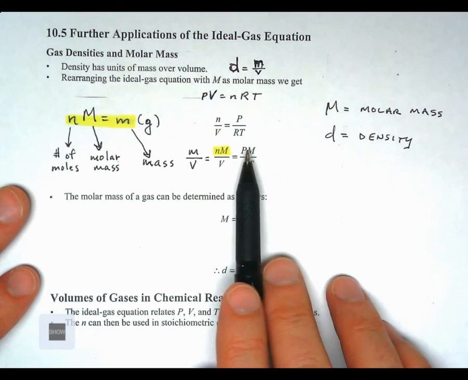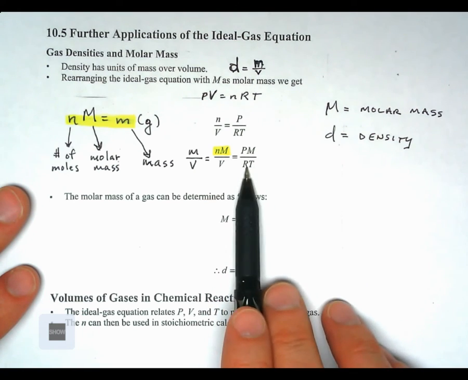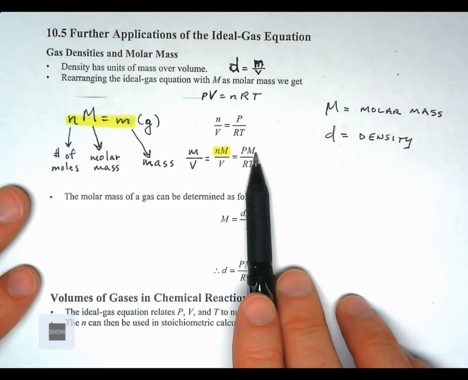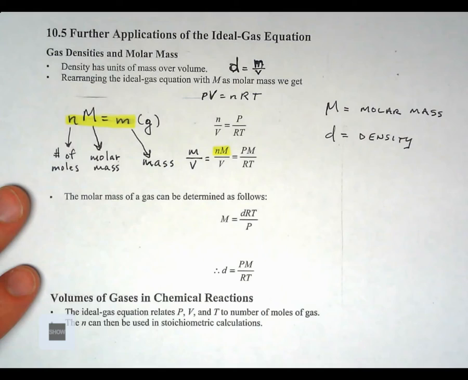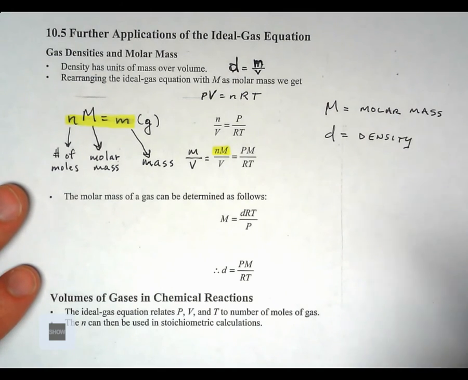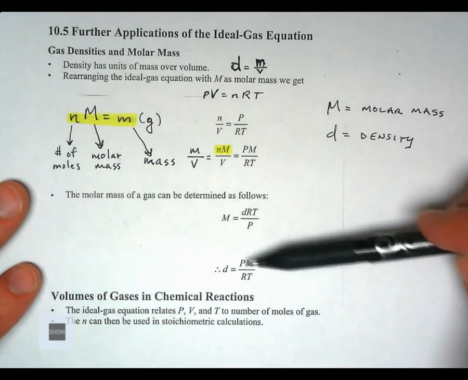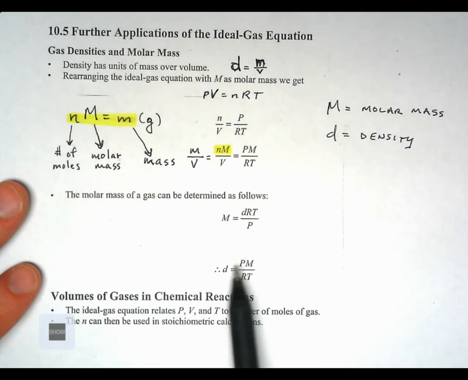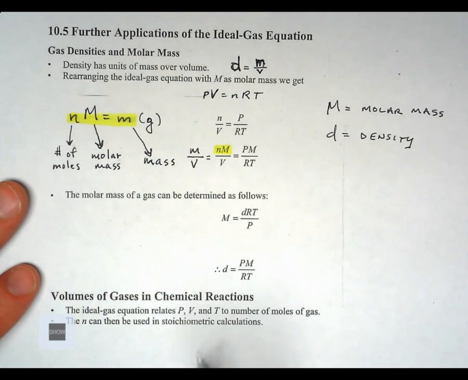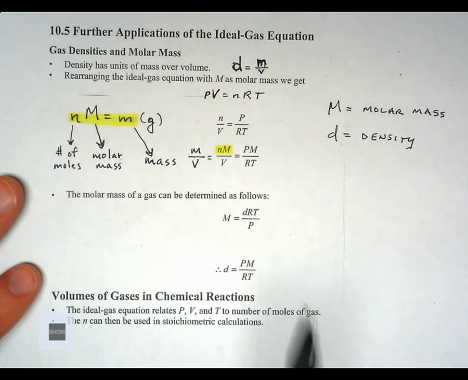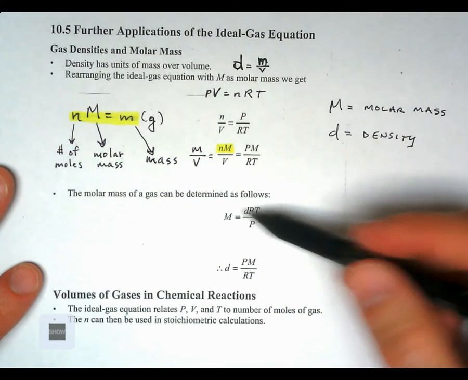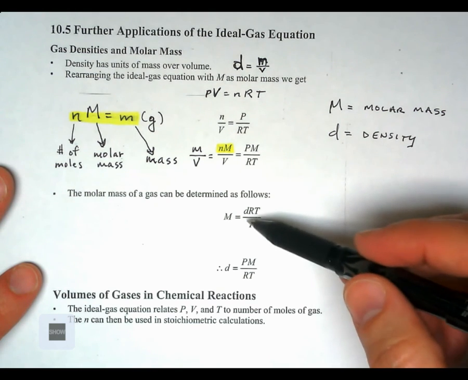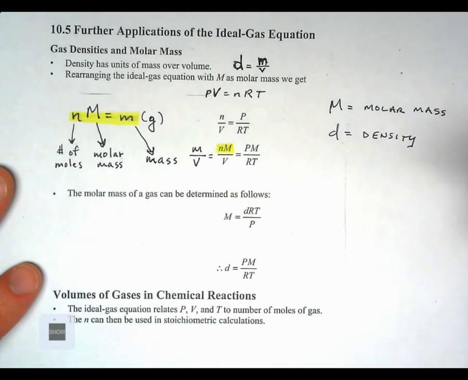P, and then it's pressure times molar mass over R times T. Make sure you differentiate between lowercase m, which is mass, and uppercase M, which is molar mass. So this is rearranged into this equation: density equals pressure times molar mass over R times T. Everybody okay on that idea? Okay, and then all they did here is rearrange this equation to solve for molar mass.